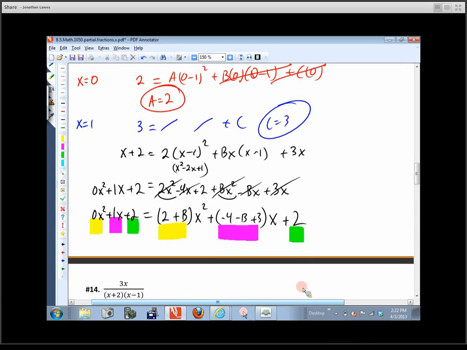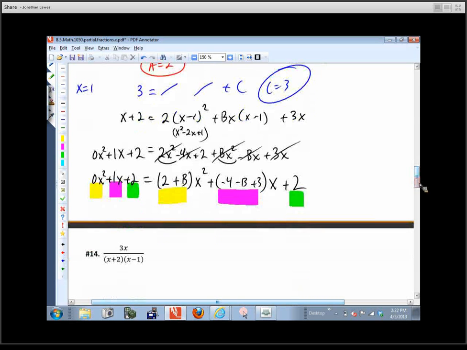Now, take a good look at this. Okay, look at those colors there. If these two polynomials are equal, shouldn't the number on this side equal the number over here? And does it? Okay. Now you look at the rest of it.